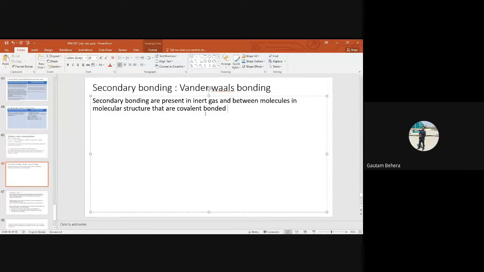In inert gases also we have this kind of bonding. So hydrogen bonding is one of the best examples of secondary bonding. And dipole-dipole interaction is also there. You understand, dipole interaction.